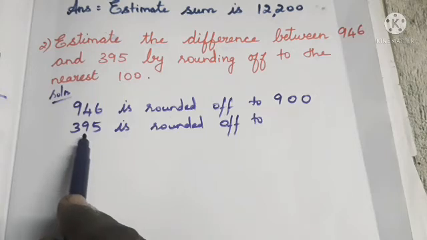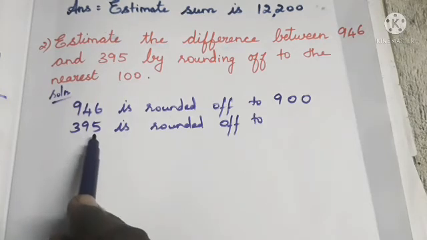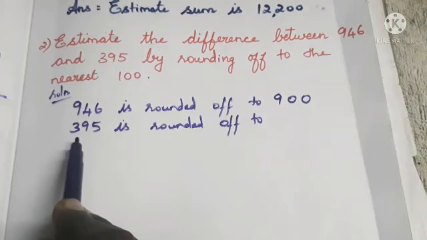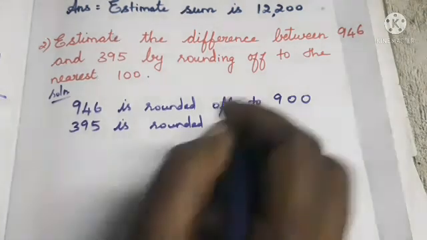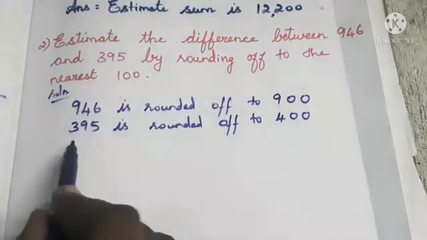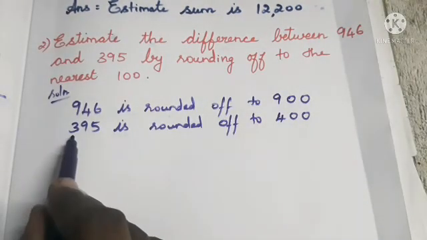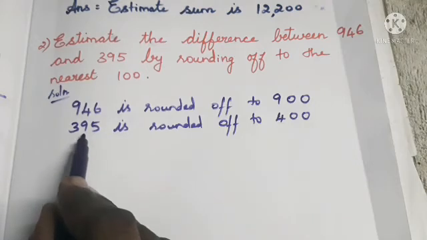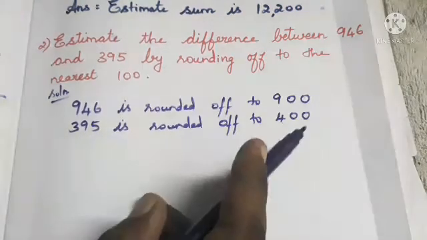The second condition is: the digit in the 10's place is 5 or more than 5, which means we have to add 1 to the 100 place value. So if you add 1 to 3, it will be changed to 400, isn't it? 3 plus 1 is 4, and in the remaining 1's and 10's places we have to write zeros. Okay, ma? So we got 400.